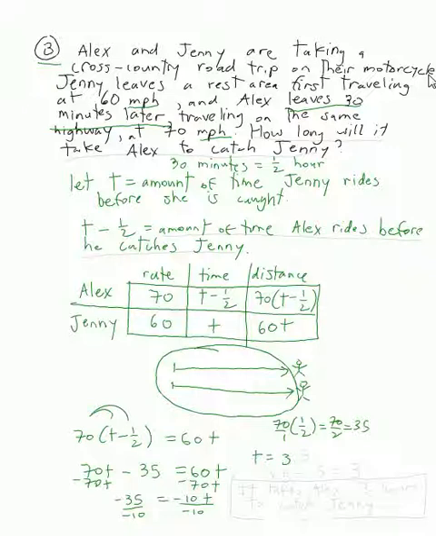Did I do this wrong? Sorry, not 3. I'm not paying attention here. 35 divided by 10 is 3.5. Right? So 3.5. Before we write that down as the answer, though, is that what we were looking for? This is the amount of time Jenny rides before she's caught. But the problem says, how long will it take Alex to catch Jenny? Okay, that means we need to subtract a half from it. We're actually looking for this, the amount of time Alex goes before he catches Jenny. So 3.5 minus a half, or minus 0.5, is 3.